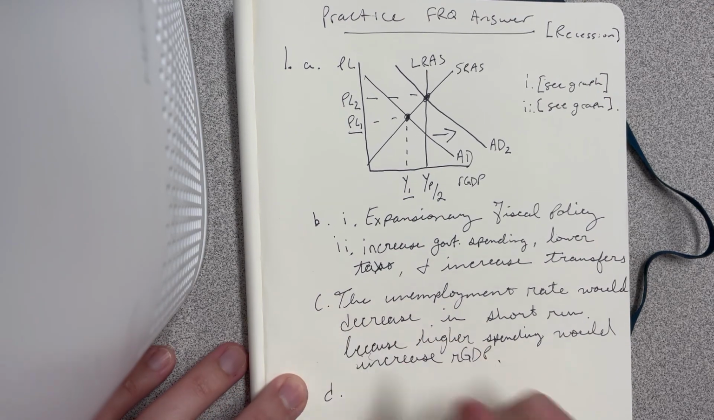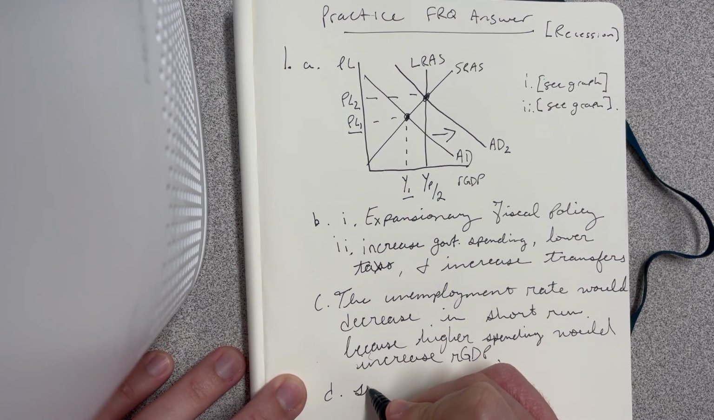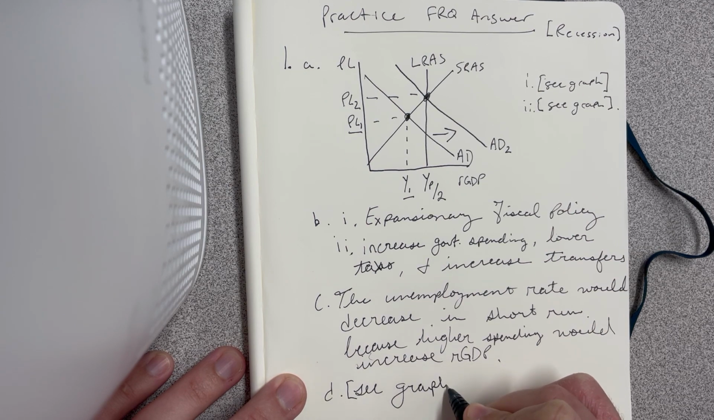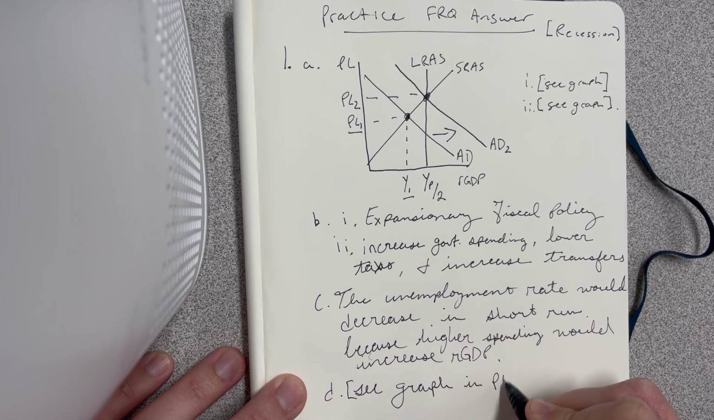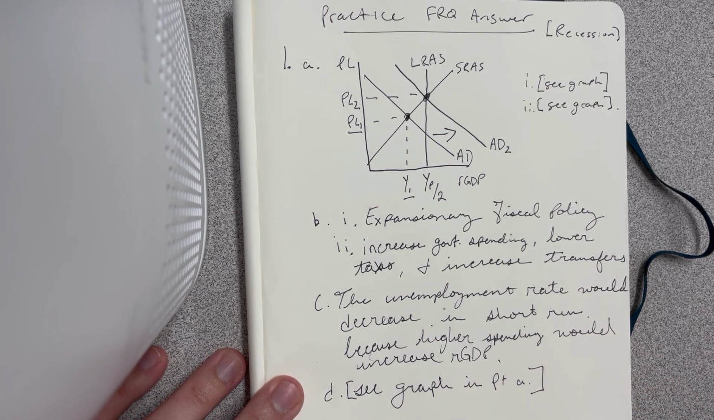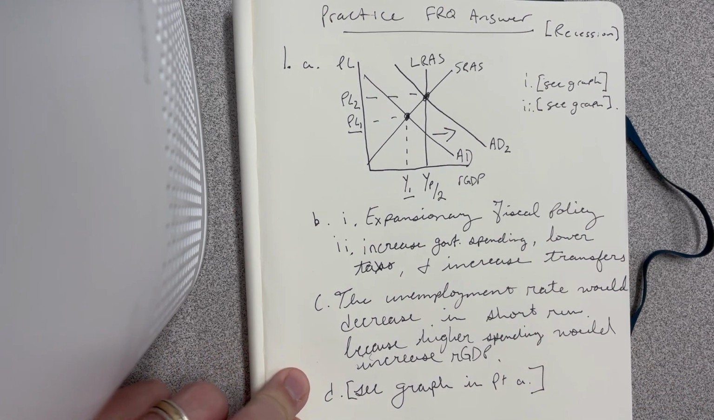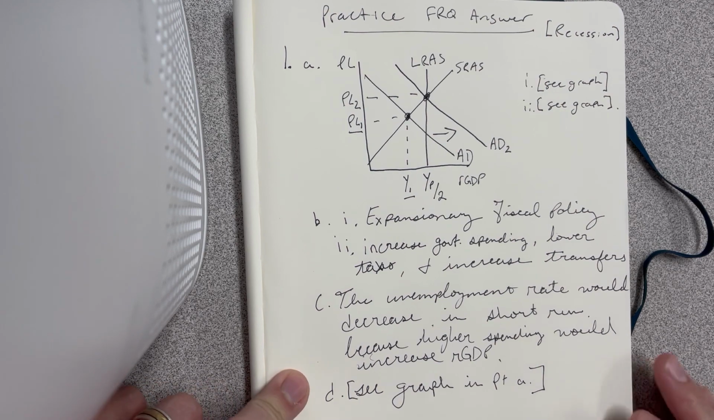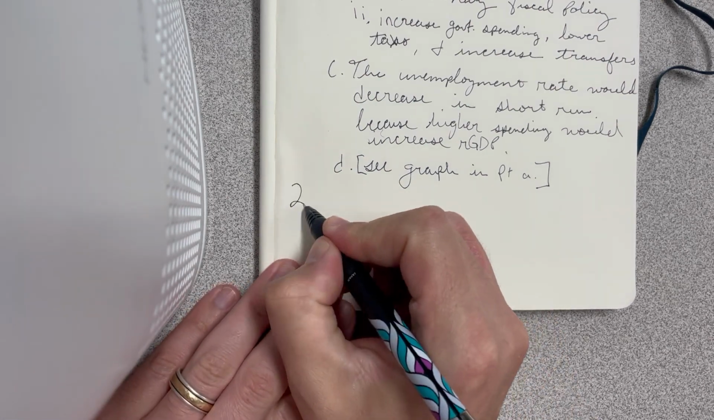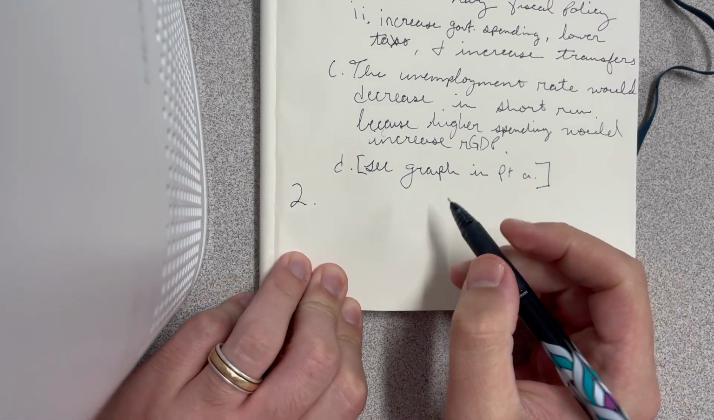So for D, we're going to go ahead and write C graph in part A. Okay, so hopefully that helps you there. Moving on to number 2. This should be pretty quick. Hopefully I can finish this all on the same page.